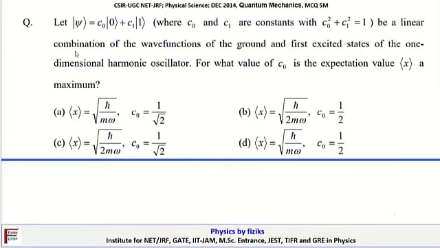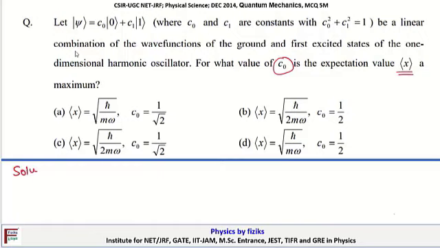Let psi be a linear combination of C0 state 0 plus C1 state 1, where C0 and C1 are constants with C0 square plus C1 square equals 1, that is, a linear combination of the wave functions of the ground and first excited state of the one-dimensional harmonic oscillator. For what value of C0 is the expectation value of average x maximum? So we have to determine the value of C0 at which average x becomes maximum, and what is the maximum value of average x?